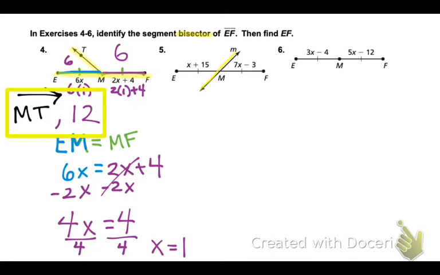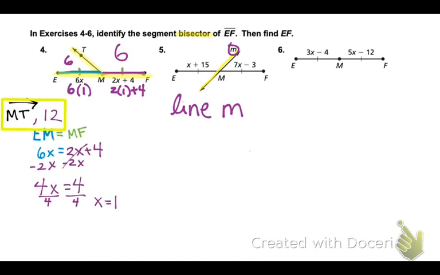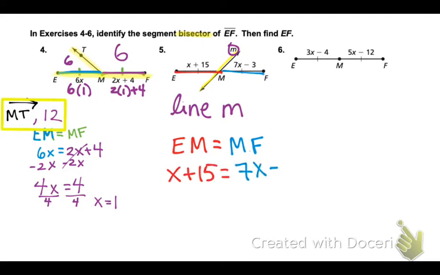Number 5, do we have a point, line, plane, ray, segment cutting through the middle of EF? It is a line. How will we name it? Line m. Is it going to be an uppercase or lowercase? Lowercase. All right, and then we know that the length of EM is equal to the length of MF. What is the length of EM? x plus 15. What is the length of MF? 7x minus 3.